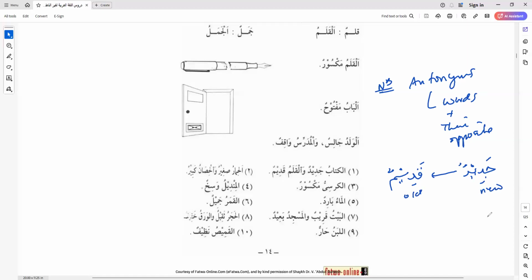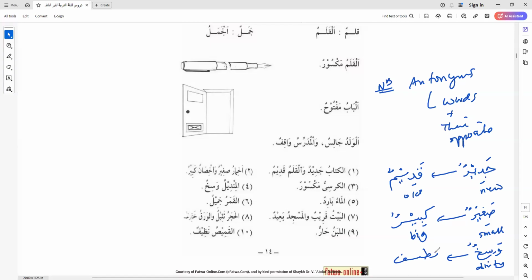And then we have صغير, that is small. If you are not small, you are what? كبير, that is big. So you need to learn that. And then we have وسخ, that is dirty. So if something is not dirty, then it's clean, spotless. So we have نظيف.